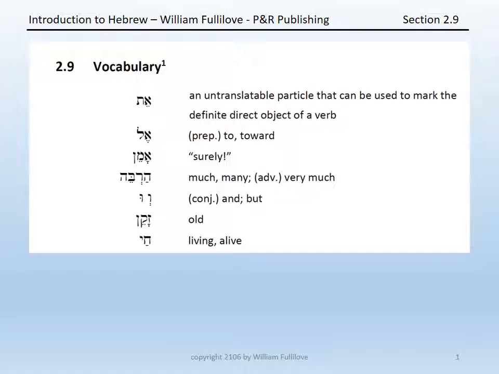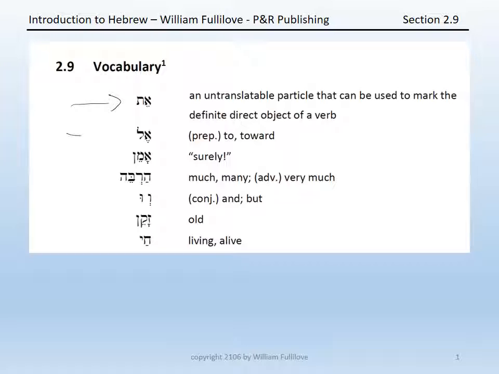Finally, we turn to the vocabulary for Chapter 2 in Section 2.9. The following is your vocabulary list for the second chapter. We begin with et. Et is an untranslatable Hebrew particle that can be used, though it does not always need to be used, to mark the direct object of a verb when that direct object is definite.